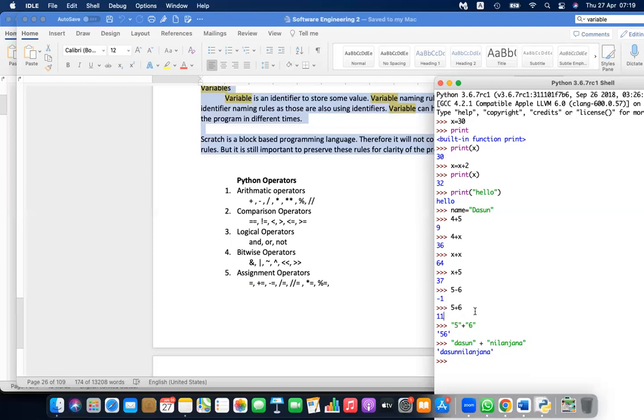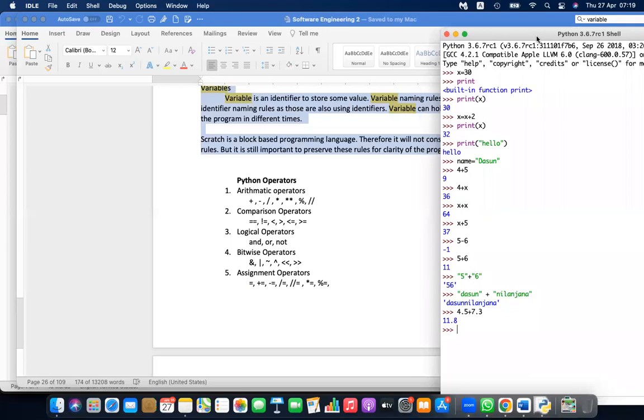Please note that when it is a number, not just integers, let's say 4.5 plus 7.3, still it will be added. Addition can be used for any kind of number. But when there are strings, it will be concatenated. Okay, remember the word concatenation.